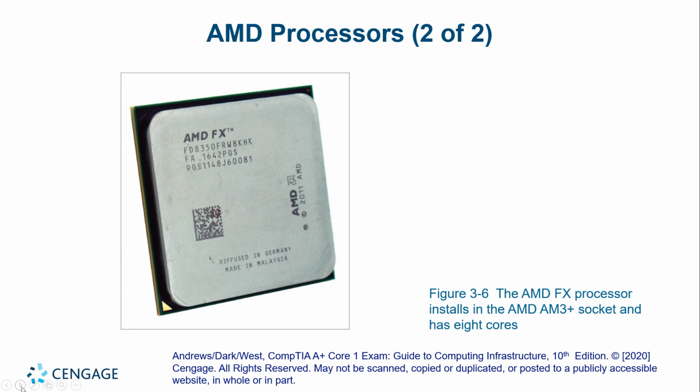This is what an AMD chip looks like. It installs in a 3+ processor socket. This is an 8-core chip. You might find that in a server. You could probably use that for a server, but for the most part, that's going to be a high-end gaming chip.